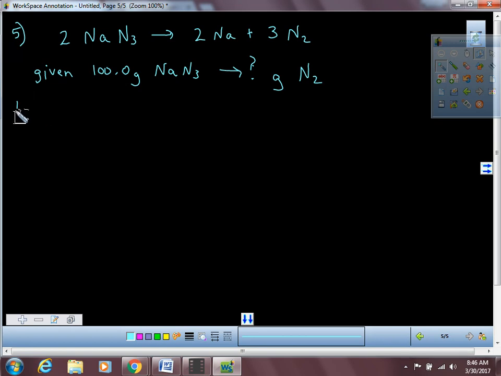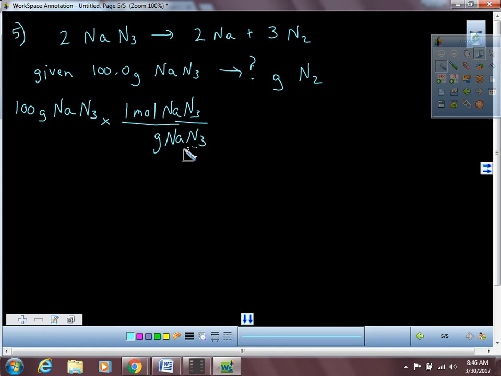We know that we have 100 grams of sodium azide. Our problem is we can't work with grams. We have to get it to moles because our balanced equation is based on moles. So we did this conversion the other day, or yesterday. 1 mole of sodium azide, we need grams to cancel that out. Where do I find that? Where do I find the mass of 1 mole? Periodic table. So I have sodium, 1 of those, and 3 nitrogens. Sodium is 23, nitrogen is 14.